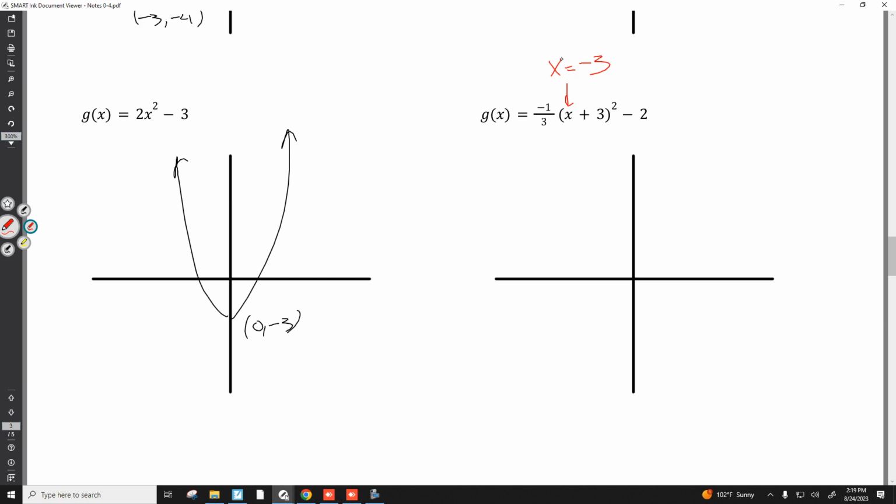Outside. X equals -3 negates the 0. Left 3. Down 2. Okay, we can worry about the down 2. Multiplying your x squared values by -1/3 flips them and makes them wider. I'm down 2. I should be at -3, -2. I saw too many people mess this up.